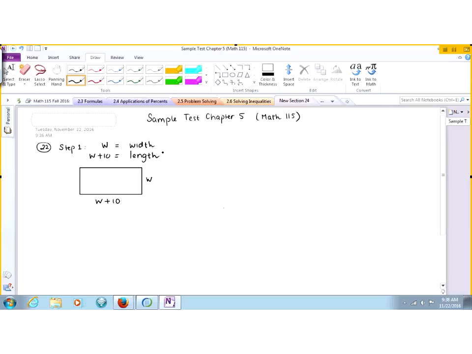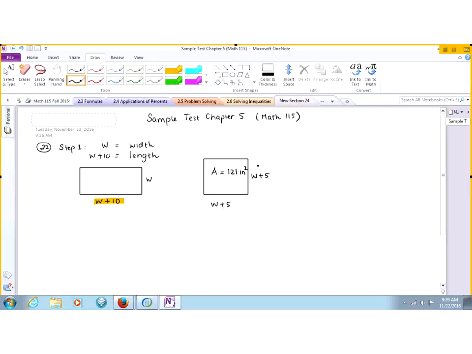Alright, so then what does it say? If 5 inches are taken from the length and added to the width, the figure becomes a square. So what did I do with my length? Take 5 inches, so the length becomes W plus 5. And you add it to the width, so W plus 5. This will become a square. What is the area of the square? Yes, 121 square inches. Okay, good.